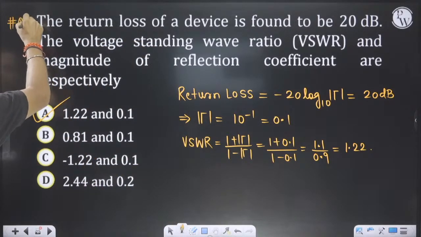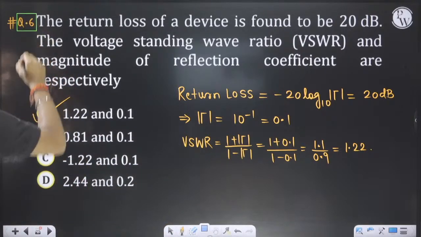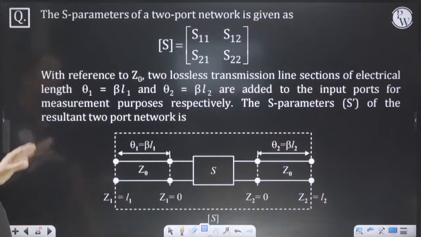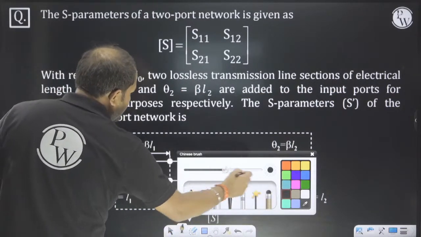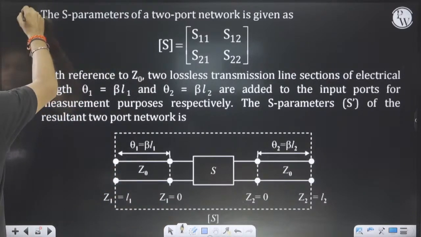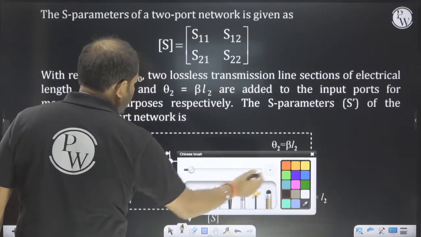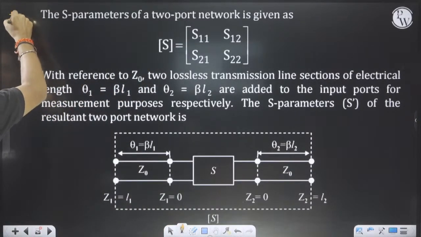Next, question number 6. This is the last question. It is a very beautiful question. They have asked it in GATE 2023. So this is question number 6.